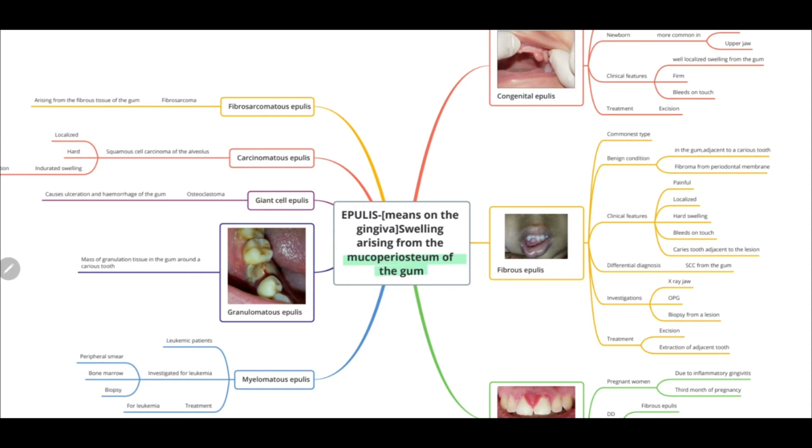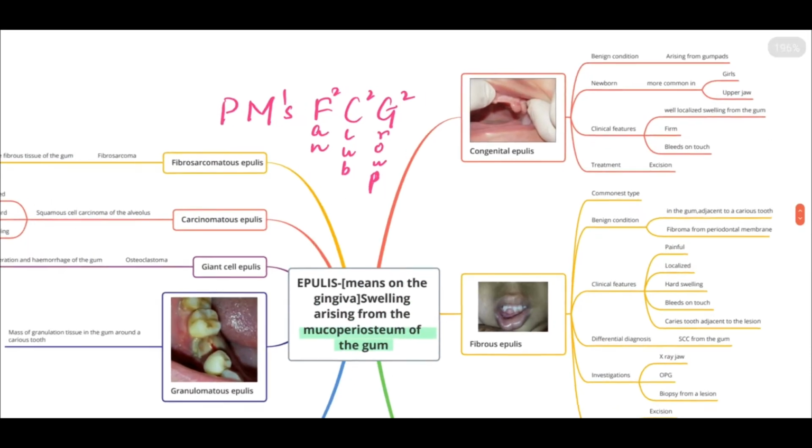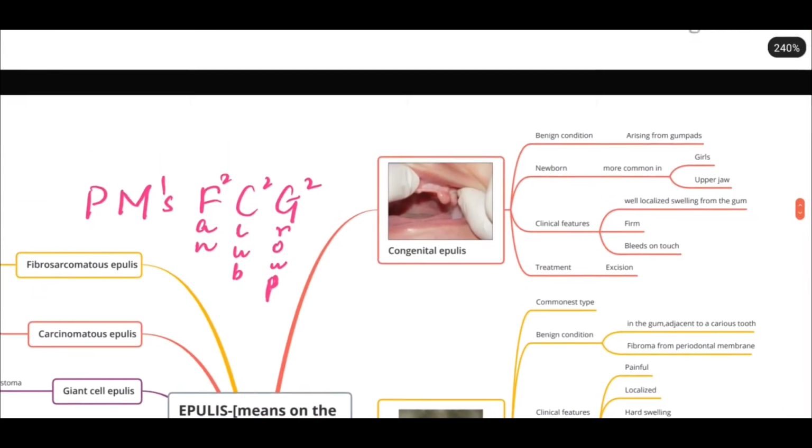Now if you have to remember the subtypes with a mnemonic, it is PM, that is, Prime Minister's Fan Club Group. All these letters are once, as in PM, while F, C and G are twice. So F square, C square, G square. So this is the mnemonic. Just in case you forget the subtypes, you can go back to this mnemonic and figure out which one you are forgetting. So yeah, let's discuss congenital epulis.